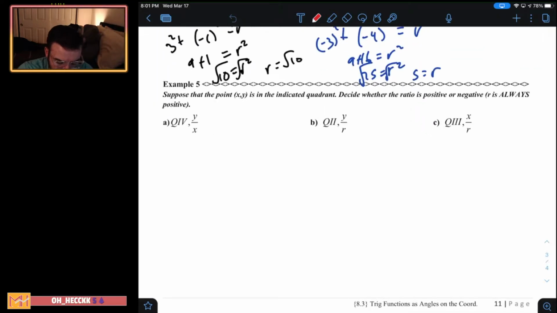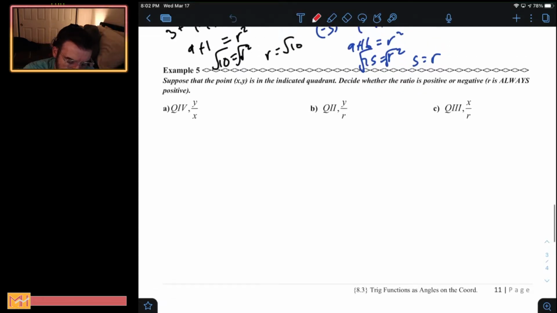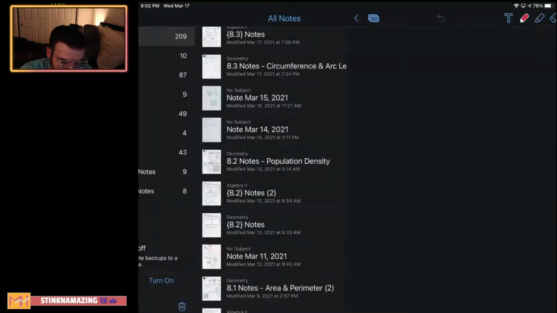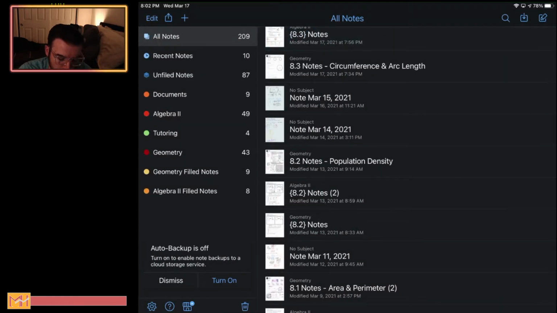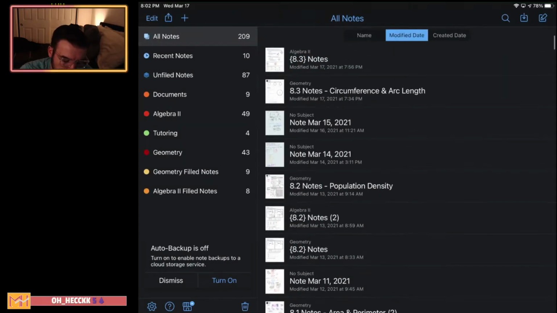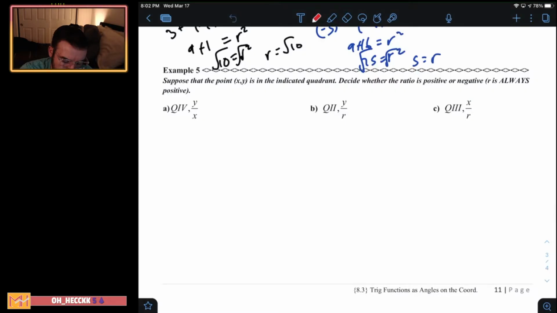Alright, so, suppose that the point x, y is in the indicated quadrant. Decide whether the ratio is positive or negative. I did not write these questions. These questions are poorly written. The ratio. Could we be speaking any more generically here?